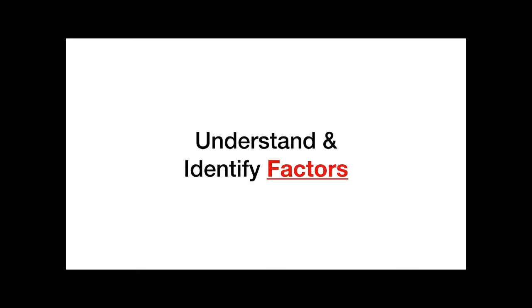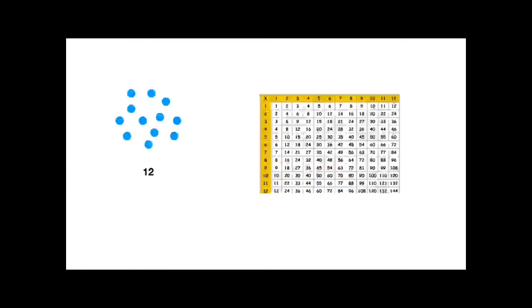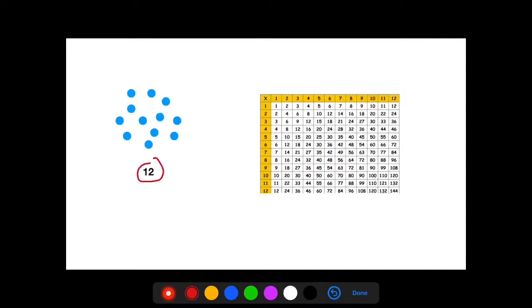Today we are here looking at factors. Our target is to understand what factors are and to identify factors. That means figure out what factors are. Now, usually when you're asked to find factors, you're given a number. In this case, we've got the number 12 and the factors of 12.